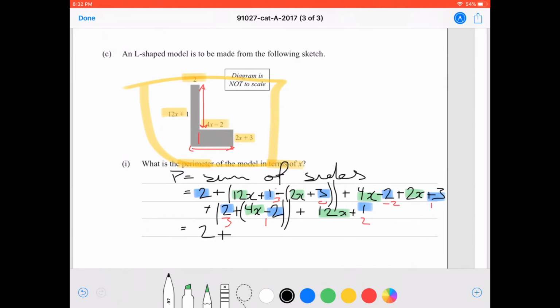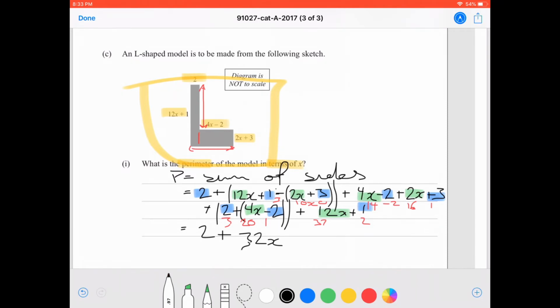Now looking at our terms with x in them, so the green highlighted terms, we've got 12x minus 2x, so that's 10x, plus 4 is 14x, plus 2, 16, plus 4 is 20, and plus 12 is 32. So that gives us 32x.